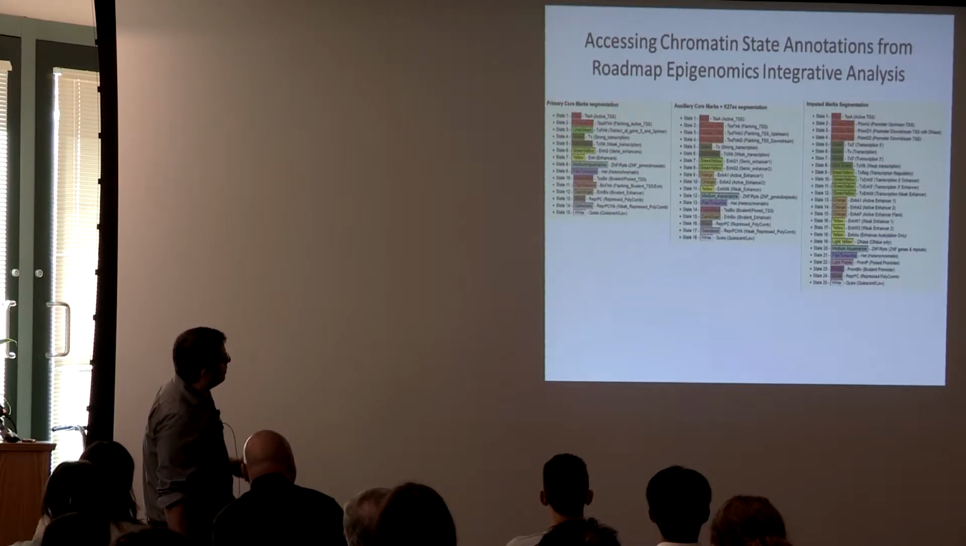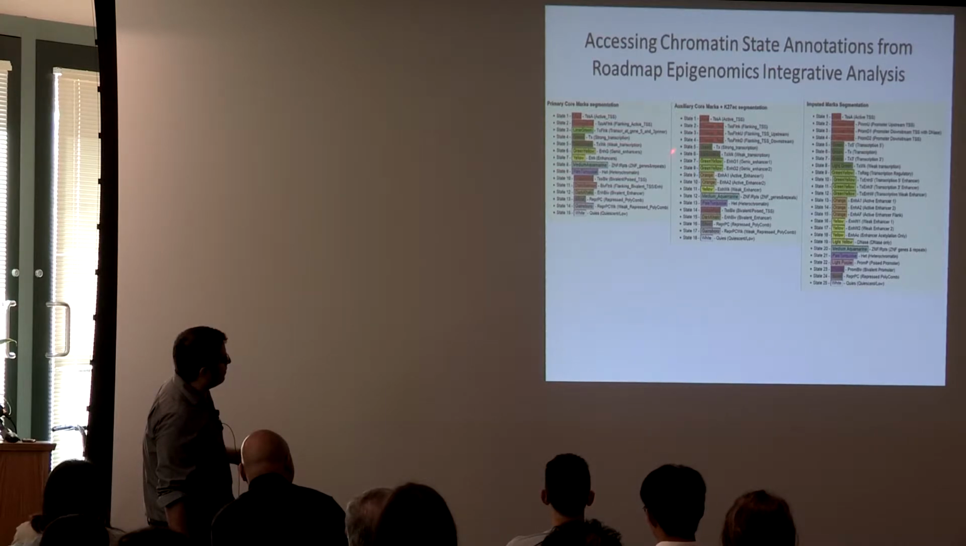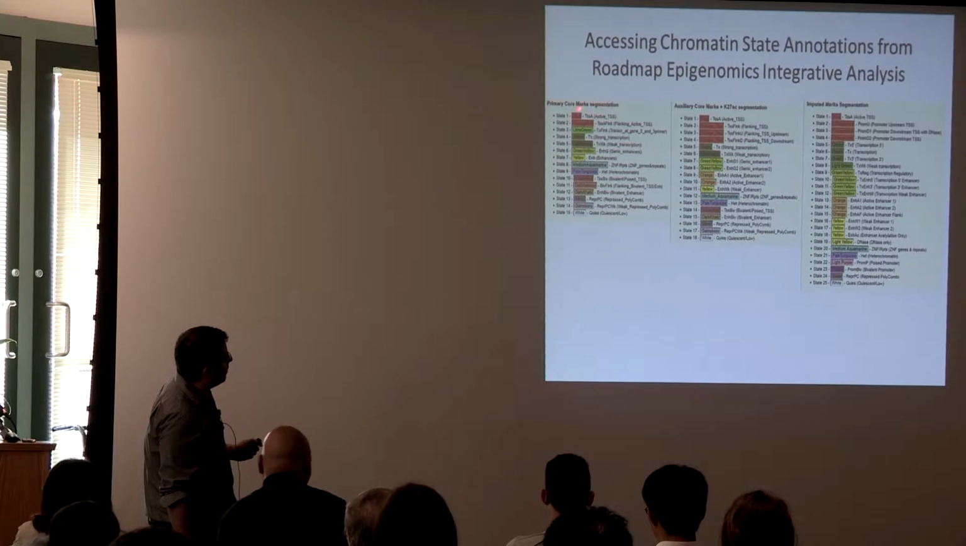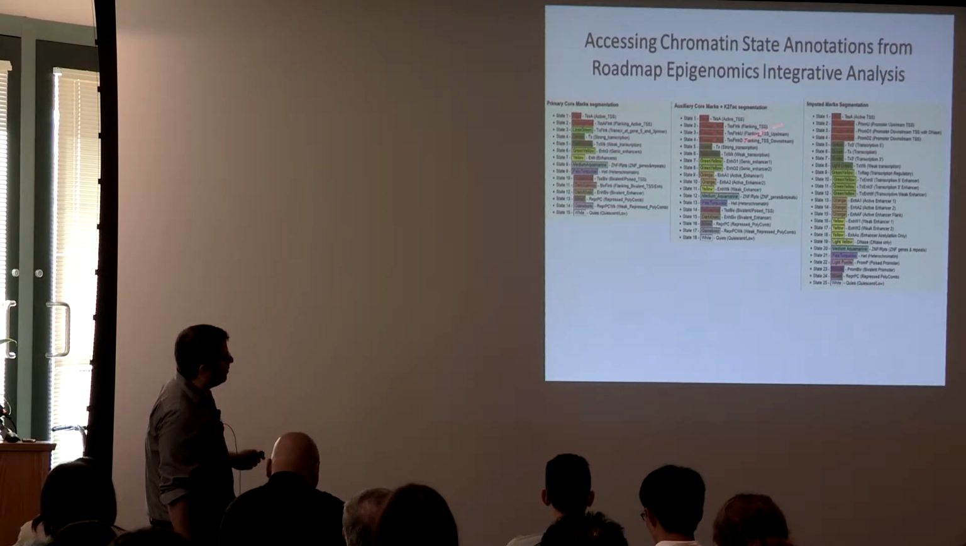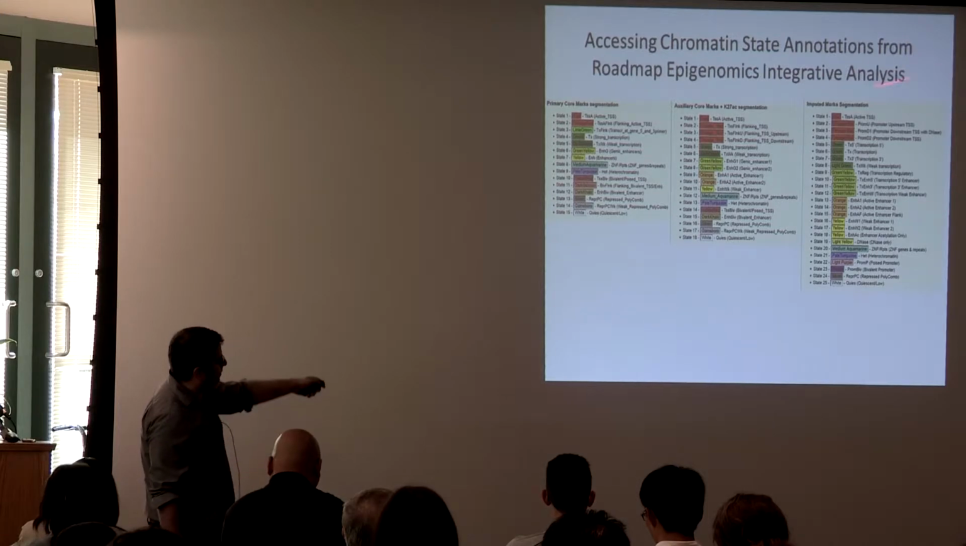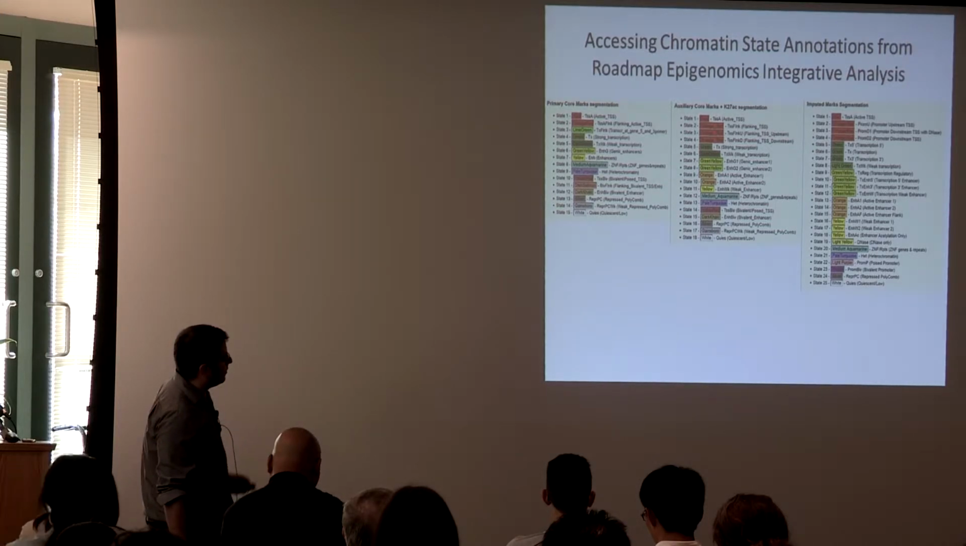And then on that page, there are going to be 3 different models. The primary one is the 15-state model based on 5 marks. This is the one based on K27 acetyl. And then this is the one based on the imputed data, which I had mentioned, based on the 12 marks. So those will all be on this page. I've had to copy them there because you can't view them all at once on a screenshot.